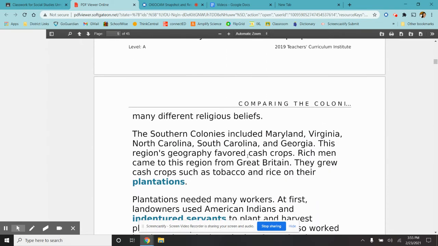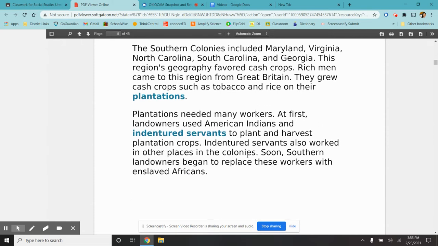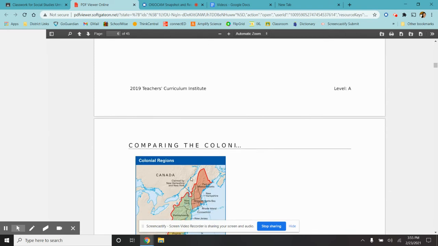The southern colonies included Maryland, Virginia, North Carolina, South Carolina, and Georgia. This region's geography favored cash crops. Rich men came to this region from Great Britain. They grew cash crops such as tobacco and rice on their plantations. Plantations needed many workers. At first, landowners used American Indians as indentured servants to plant and harvest plantation crops. Indentured servants also worked in other places in the colonies. Soon, Southern landowners began to replace these workers with enslaved Africans.